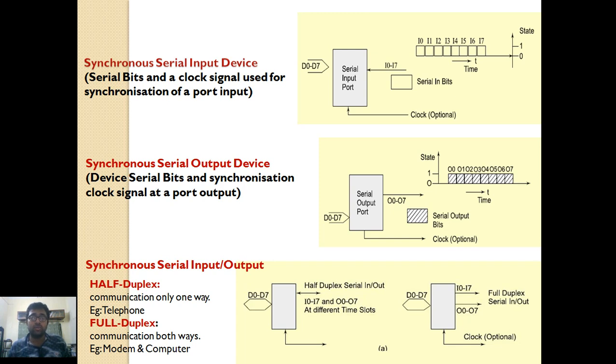Next is the synchronous serial output device. As its name says, this device sends serial bits and a synchronization clock signal at a port output. For synchronization, we need a clock signal, and it's a serial output device, just as the other is a serial input device. The picture suggests the same thing. Now these two are different from the third one. The third one is synchronous serial input output.